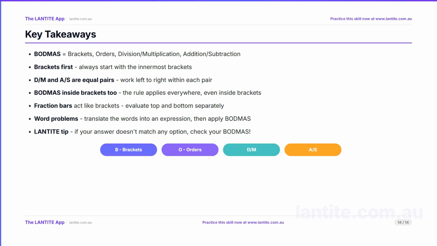Let's recap the key points. BODMAS stands for brackets, orders, division and multiplication, addition and subtraction. Always start with the innermost brackets and work outward. Division and multiplication have equal priority, as do addition and subtraction. Within each pair, work left to right. BODMAS applies everywhere, including inside brackets. Fraction bars act like brackets. For word problems, translate the words into a mathematical expression first, then apply BODMAS. And on the LANTITE, if your answer doesn't match any of the options, double-check that you followed BODMAS correctly.